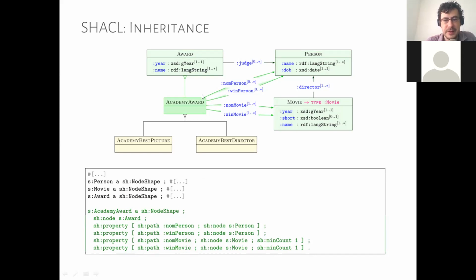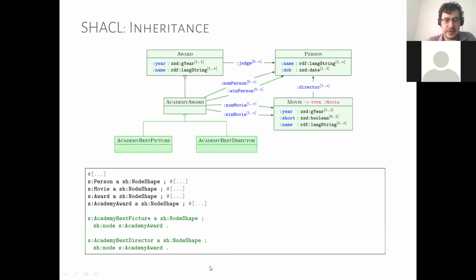So non-person must be a person, win person must be a person, non-movie must be a movie, must satisfy the movie shape, and there must be at least one of them, and same for win movie. And finally, we have Academy Best Picture and Academy Best Director, which are just inheriting the Academy Award shape. So we just say, any Academy Best Picture must satisfy the Academy Award, and any Academy Best Director must satisfy the Academy Award shape.